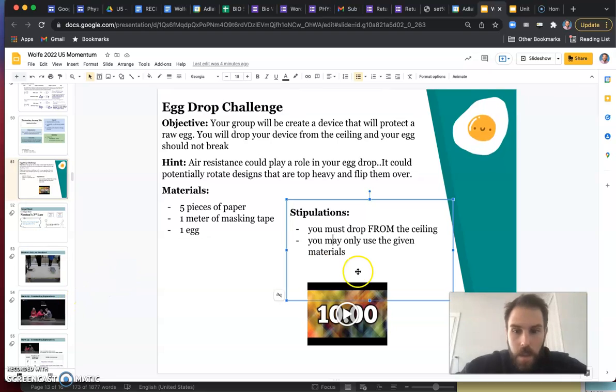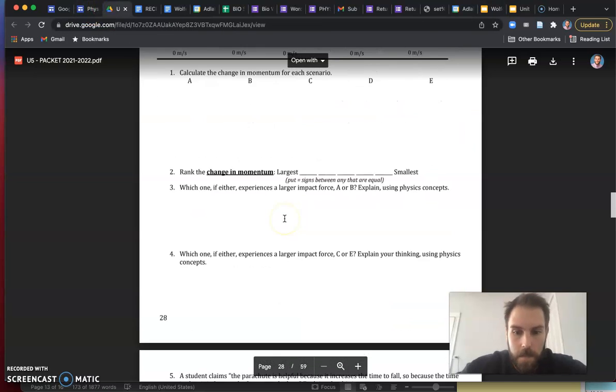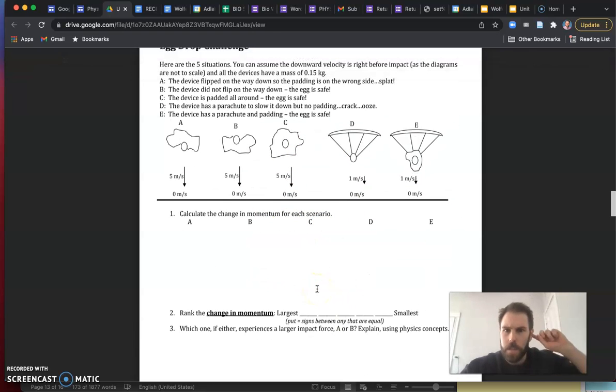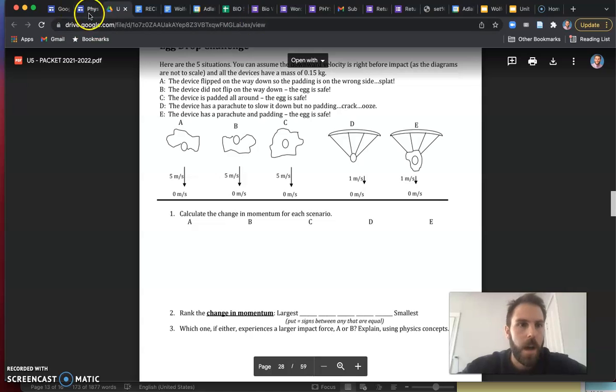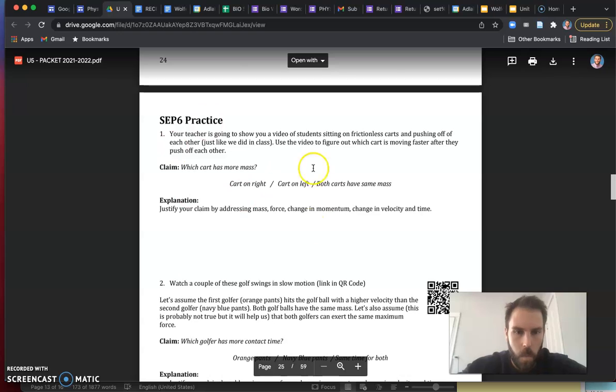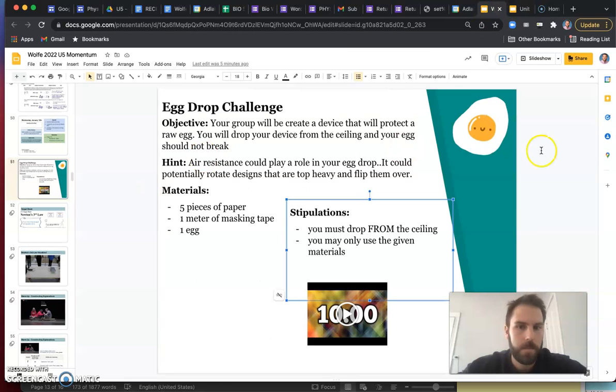So before we do the egg drop activity today, or prepare for it, which by the way is going to be in your packet, page 28, you're going to solve some of these problems here. By solving these problems, it'll help us with our mathematical reasoning for momentum, but it'll also give you some ideas of, oh, I think we should do this for our design. Before we do that, I'd like you guys to head to page 25, number 1, and we're just going to do a little bit of a warm-up on explanations. So let's head back to the slides.